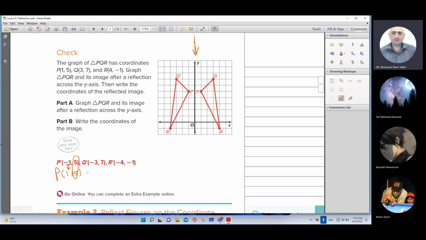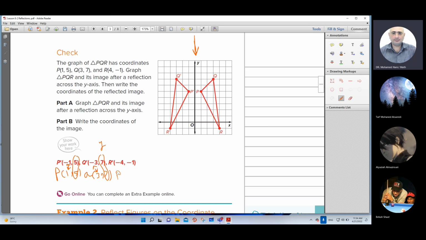And compare Q and Q prime. This is Q, 3 in the x and 7 in the y. So here 7, here 7, as you see, the same y. But we have the opposite x. Here negative 3, here 3. We have the opposite x.